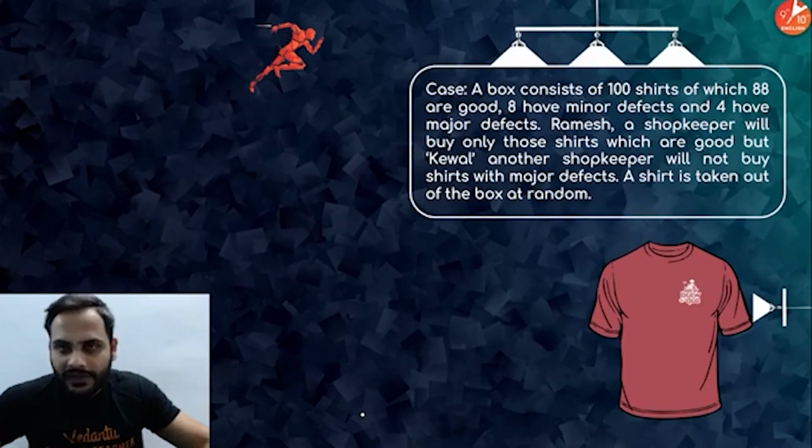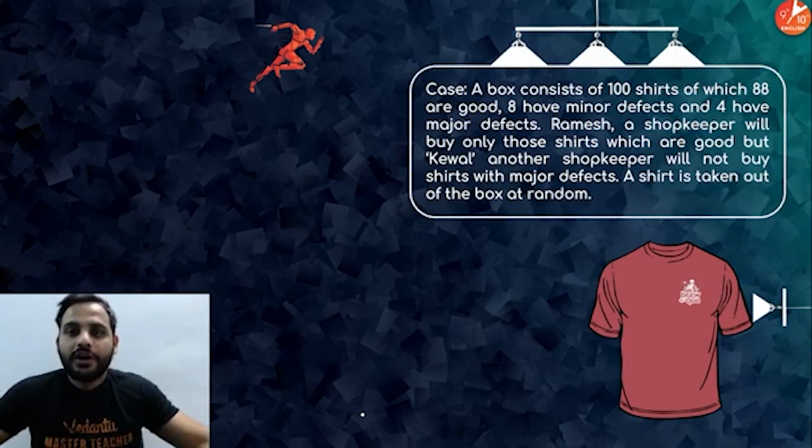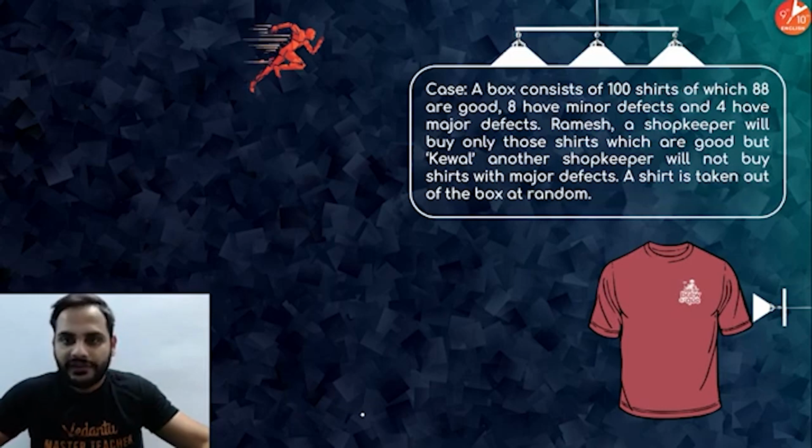Now let's take a case study based question. A box consists of 100 shirts, of which 88 are good, 8 have minor defects, 4 have major defects. Ramesh, a shopkeeper, will buy only those shirts which are good, but Keval, another shopkeeper, will not buy shirts with major defects. So understand the condition.